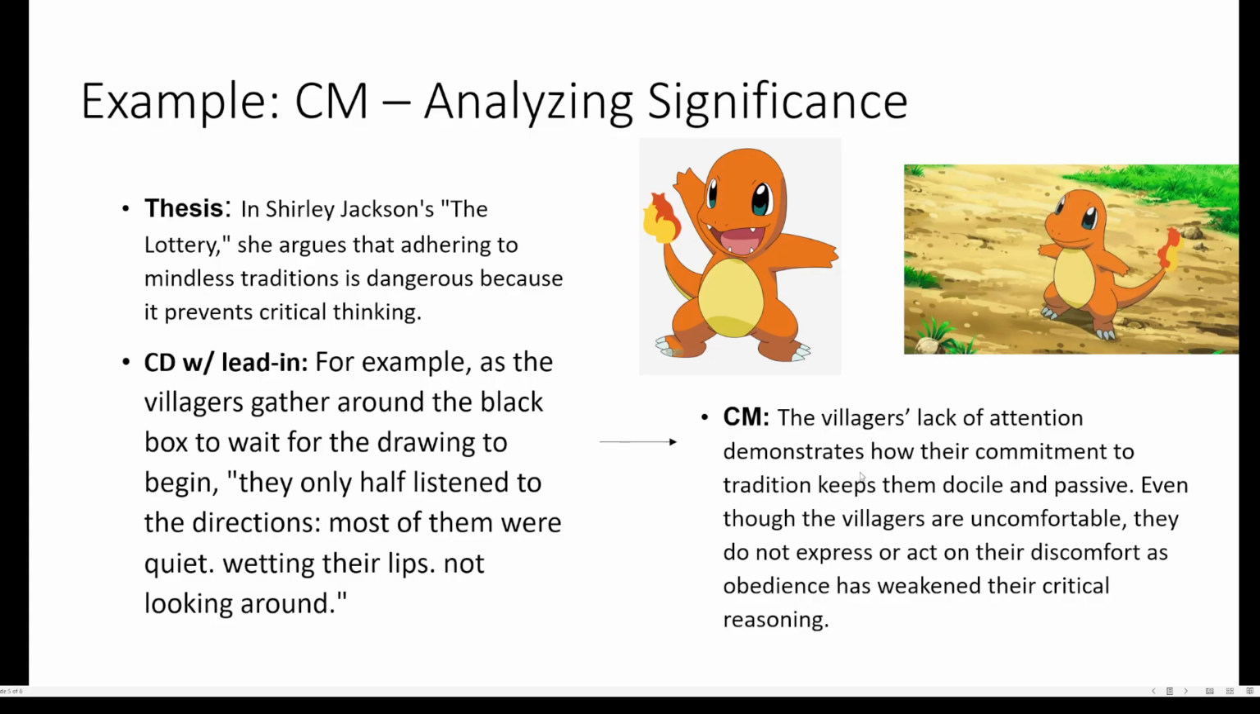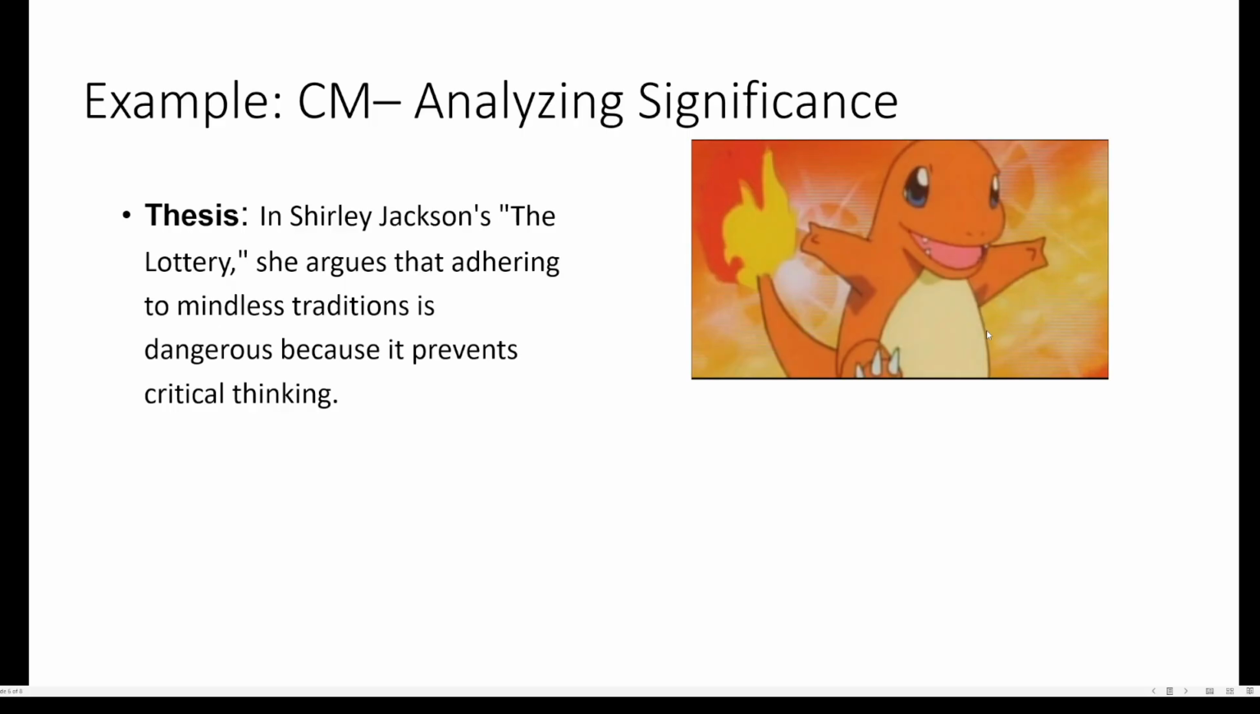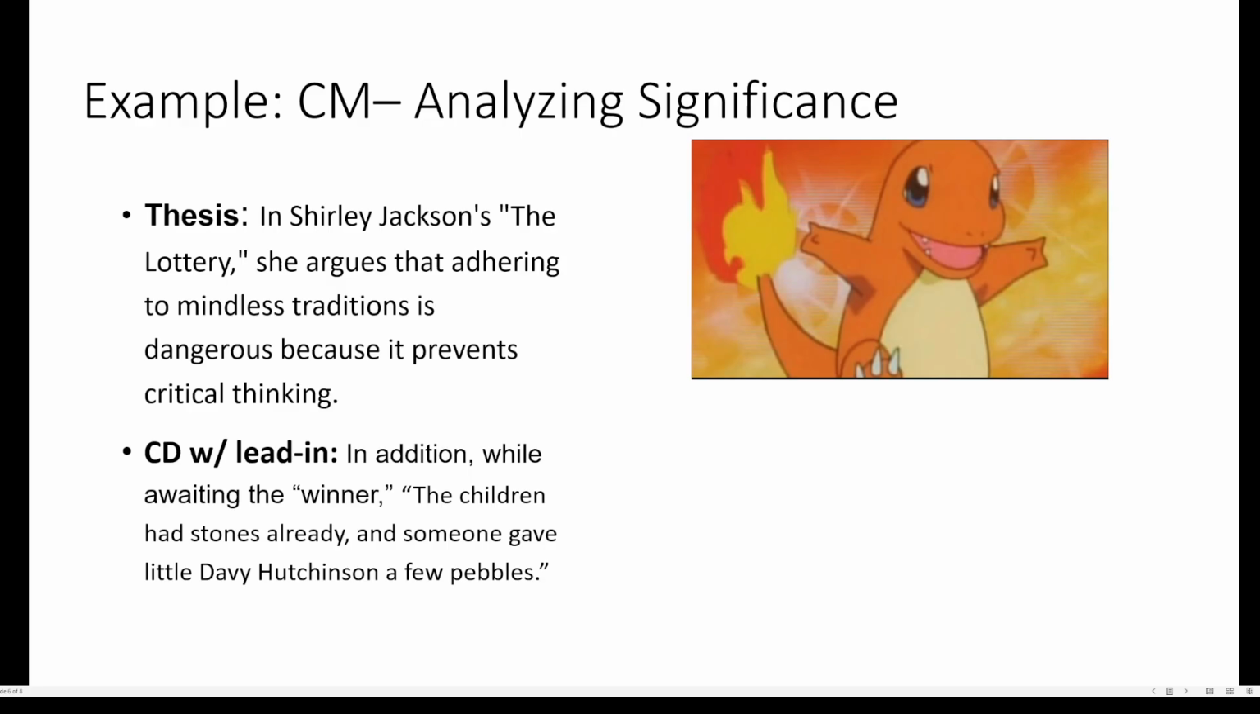Now, of course, that has to make sense. This concrete detail actually does have to be involving the tradition, which it is. If you've read the story, you know that the black box is central to the tradition. So that's why I get to bring in that language to my commentary. So let's do another one. Same thesis, so we're trying to prove the same thing, but now we have a new direct quotation we're going to use. Something like, in addition, while awaiting the winner, the children had stones already and someone gave little Davy Hutchison a few pebbles.